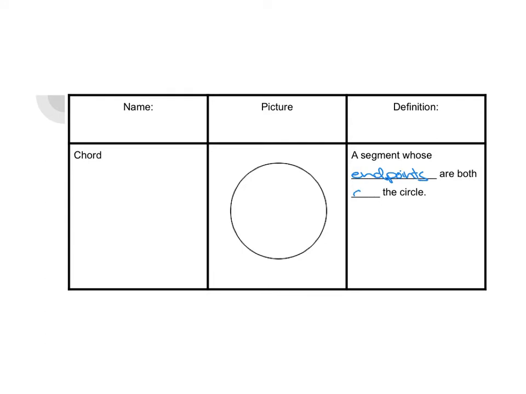Moving on to a chord, our definition states we have a segment whose endpoints are both on the circle. Translating our definition to our diagram now, again, we're going to have 2 points, point A and B, and we're going to connect those 2 points. I could draw my chord a little differently. So let's say I have 2 separate points, point C and point D. I could connect those 2 points. Again, I have 2 points on my circle and I connected them with a segment, giving me another chord.